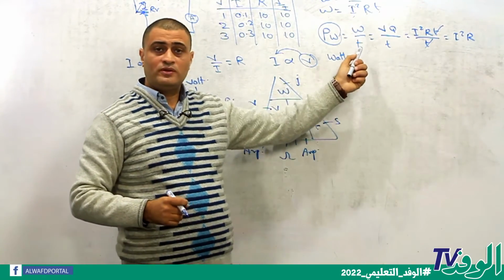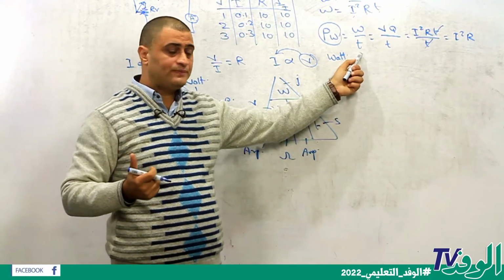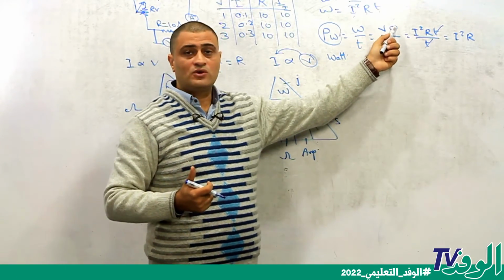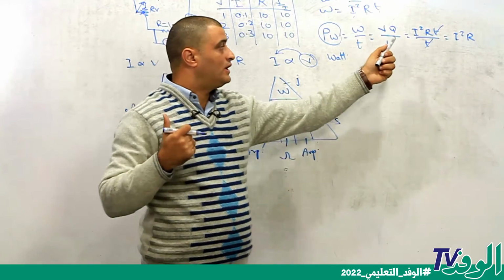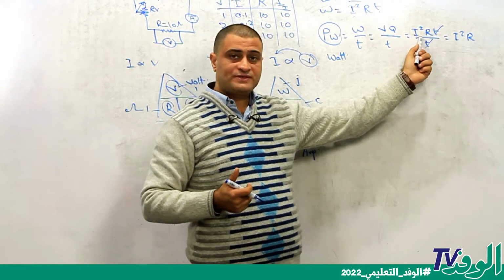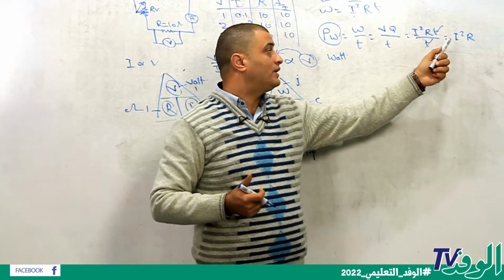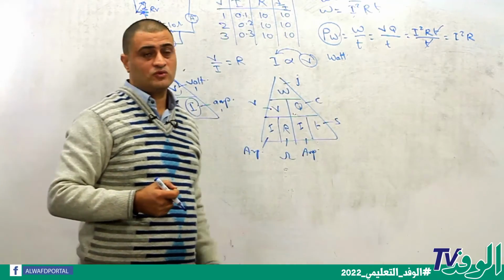So watt has many equivalent units. Number 1, joule per second. Number 2, volt coulomb per second. Number 3, ampere square ohm, which equals I power 2 R.